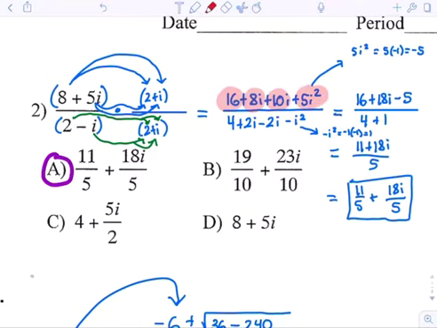Alright? Now for the bottom. 2 times 2, which would give us 4. 2 times i, 2i. Negative i times 2, negative 2i. And negative i times i will give you guys negative i squared.